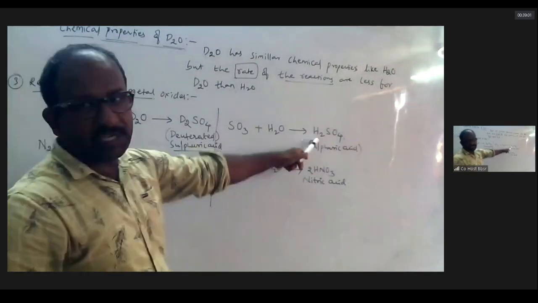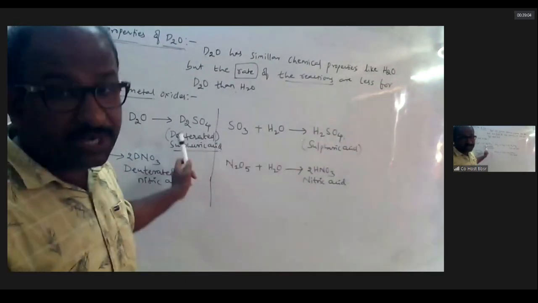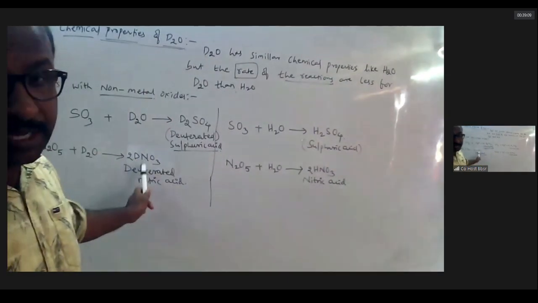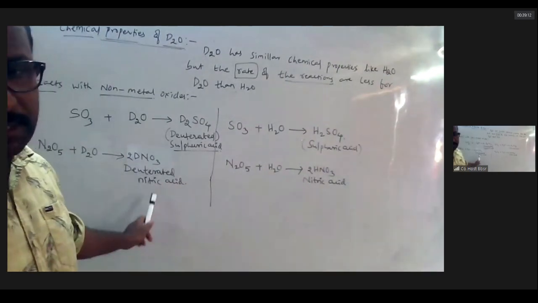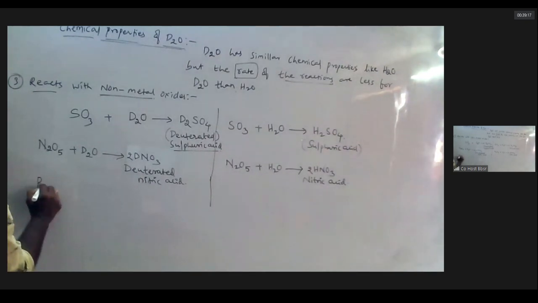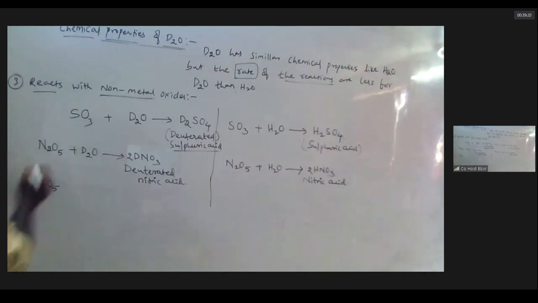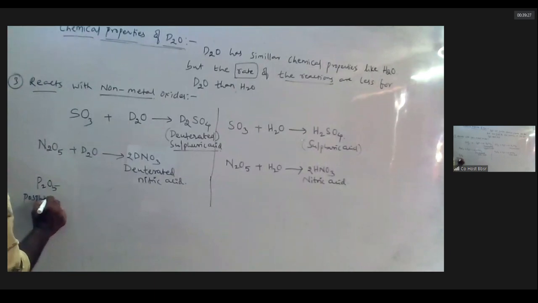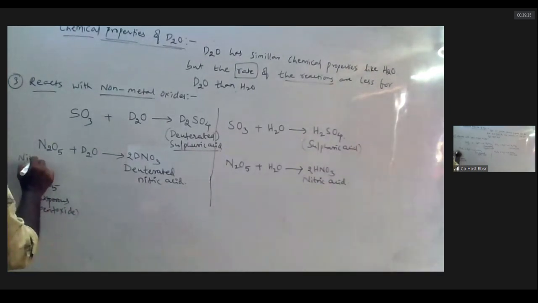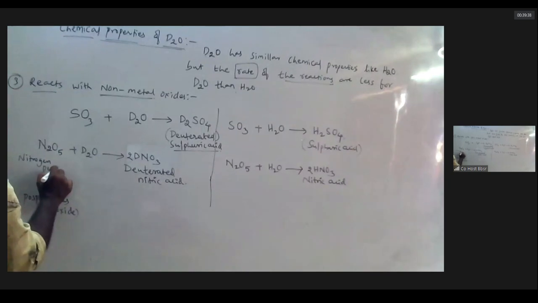This is sulfuric acid H2SO4. This is D2SO4, deuterated sulfuric acid. This is HNO3, nitric acid. This is deuterated nitric acid, DNO3. Okay. If you take P2O5, this is phosphorus pentoxide. N2O5 is nitrogen pentoxide.